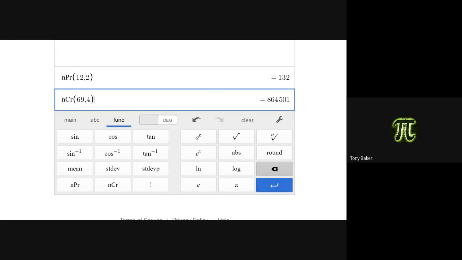So we had 864,501 different ways to choose it. 864,501.